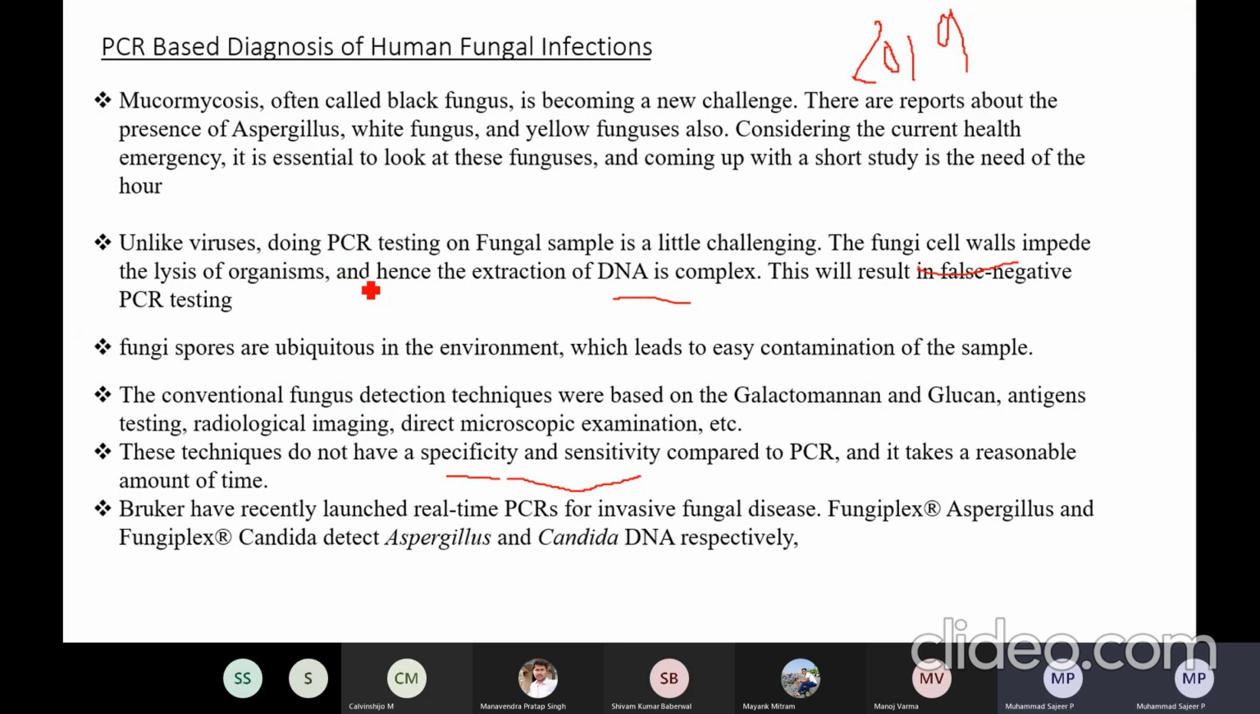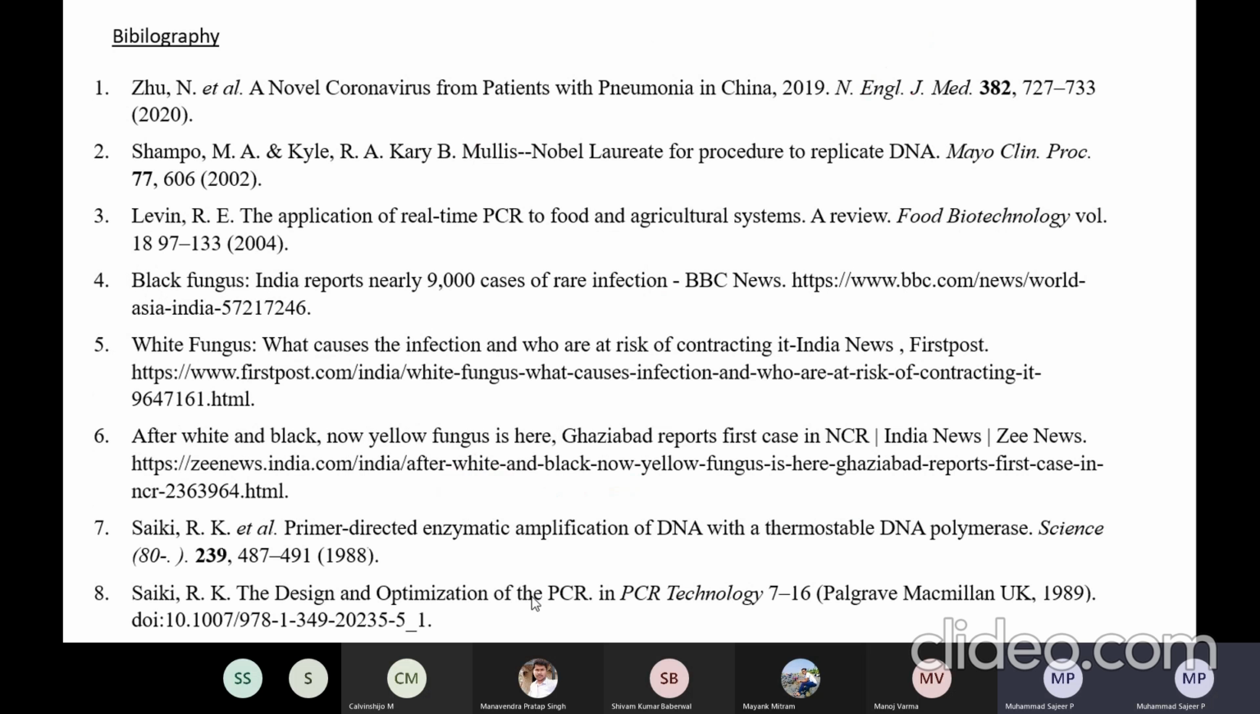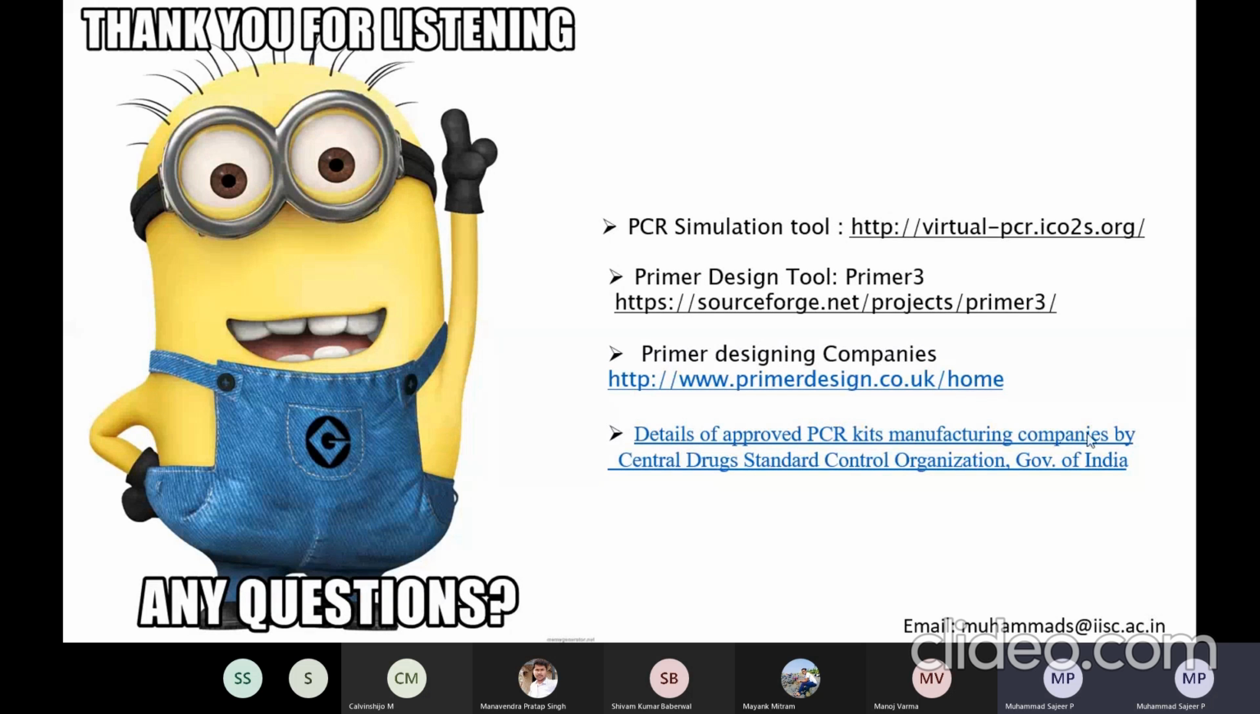And recently Bruker has launched a real-time PCR for invasive fungal diseases, Fungi Plus, a product to detect Aspergillus and Candida DNA respectively. And this is the bibliography I have used. And thank you for listening.